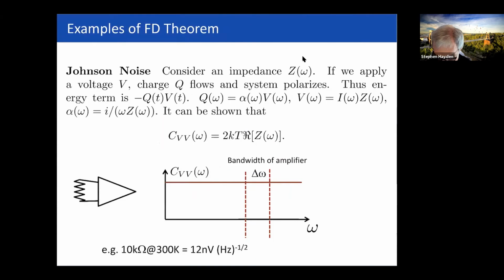Okay, so let's have some examples, some of which I've already covered. We've got the Johnson noise. There's a bit more analysis of the Johnson noise. One can write down the response function and then put it into the fluctuation dissipation theorem here and get the nice Nyquist formula.